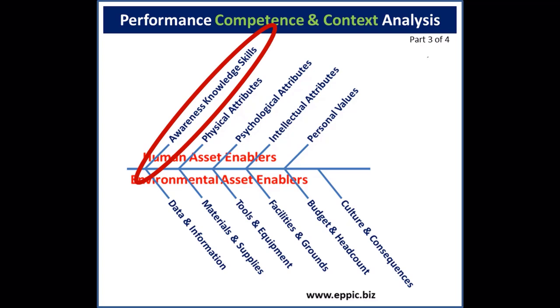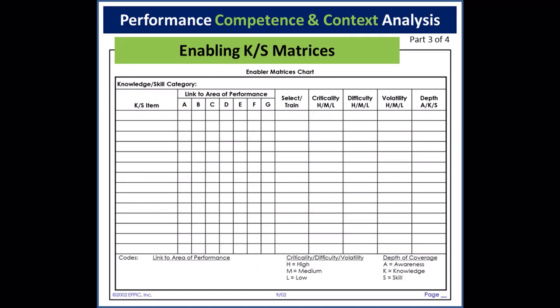As this program is being provided in a learning and development conference, I'm going to narrowly look at just awareness, knowledge, and skills as I go through my example. But be aware, there's much more to performance than awareness, knowledge, and skills. I use this format again for both capturing the data and reporting it out once completed. Just like the performance model, these enabler matrices are used by me in a facilitated group process with master performers to elicit and capture the enabling data, the enabling items. And then we link those back to the performance that it enables.